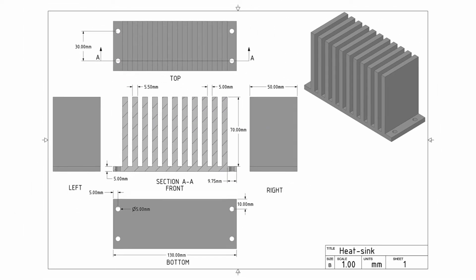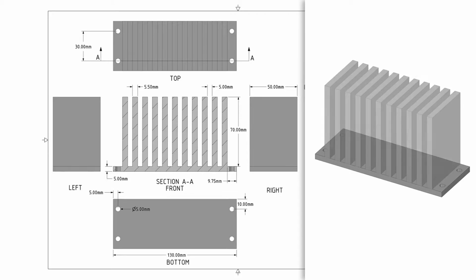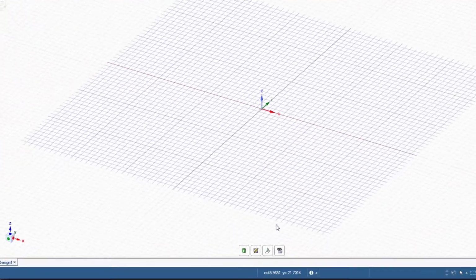Alright, we've got our plan. The steps are creating the base first, then the holes and the fins, and also we planned how to make each element. Let's get started. Open a session of SpaceClaim. First, set the plan view.